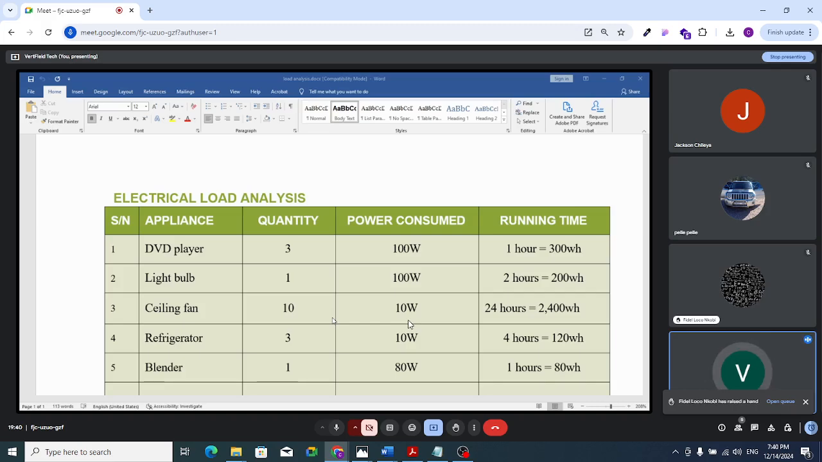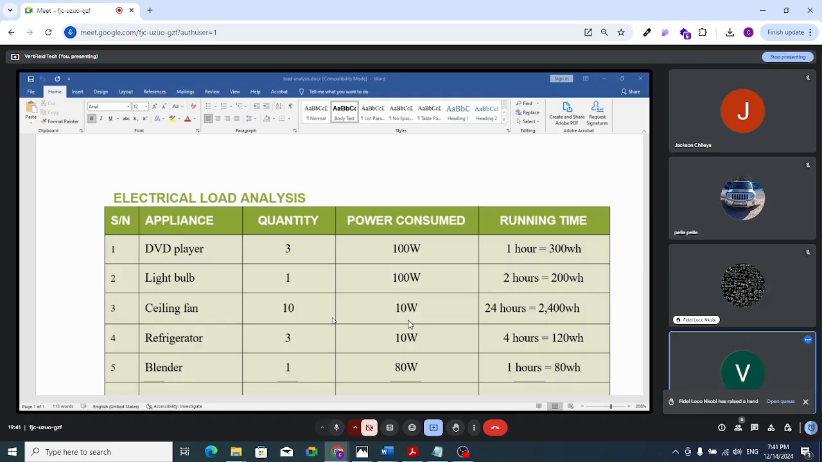Let's say again our client for tonight, Mr. Jackson, has invited us and he wants to power up 5 appliances after we asked him the first question to know his energy need. He has given us 5 appliances he wants to power up: the DVD player, the light bulb, the ceiling fan, the refrigerator, and the blender. These are the 5 basic appliances he wants to power using the solar power system.